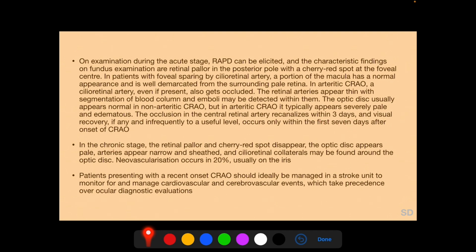In the chronic stage, the retinal pallor and cherry red spot disappear, the optic disc appears pale, the arteries appear narrow and sheathed, and cilioretinal collaterals may be found around the optic disc. Neovascularization occurs in 20%, usually on the iris. Patients presenting with a recent onset CRAO should ideally be managed in a stroke unit to monitor for and manage cardiovascular and cerebrovascular events which have a higher risk of occurring immediately following a CRAO, and management in a stroke unit takes precedence over ocular diagnostic evaluations.